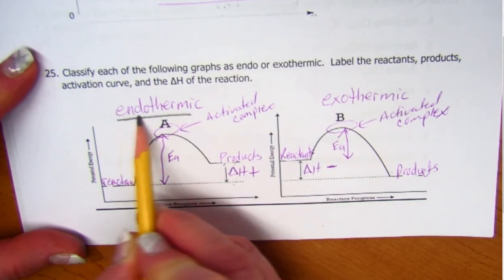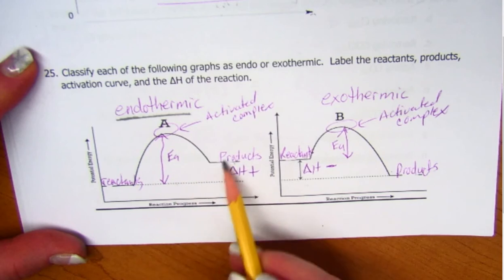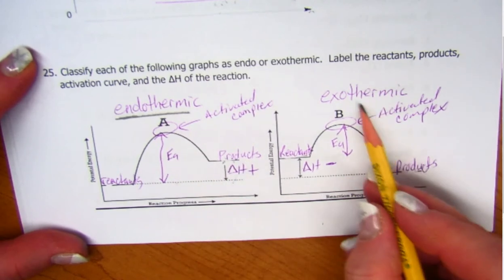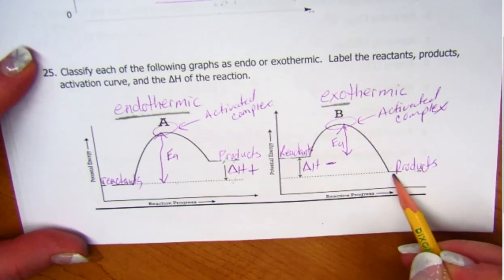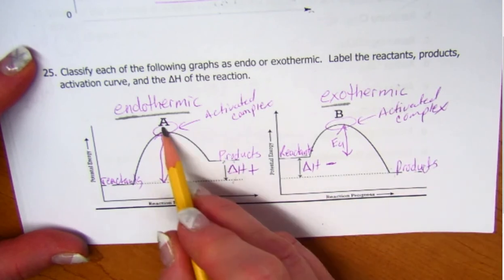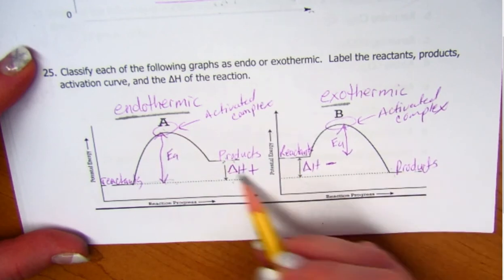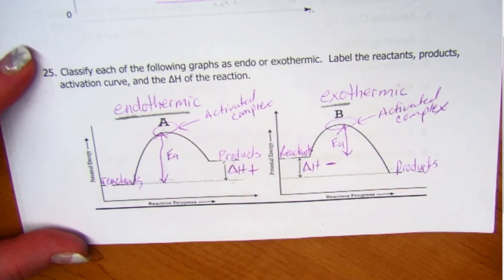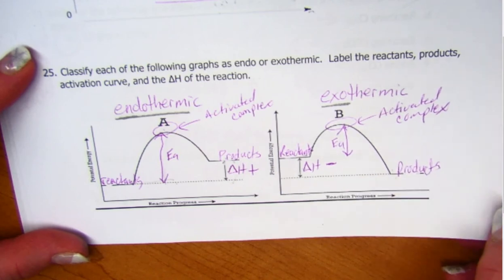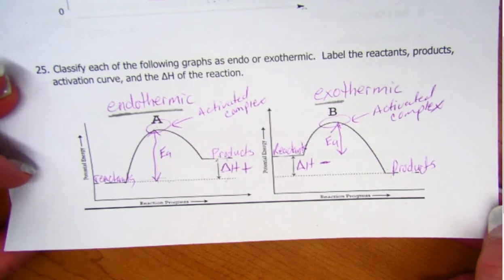This one is endothermic because I'm putting energy in to end up higher. This one is exothermic because I'm taking energy out to end up lower. But everything else, reactants to activated complex is E of A. Reactants to products is delta H. So you should be able to label these pretty easily, I'm hoping. Okay? We okay to move forward?